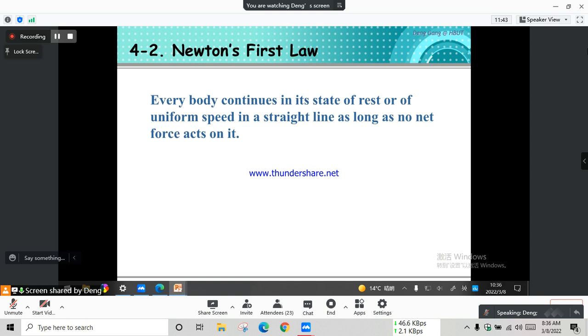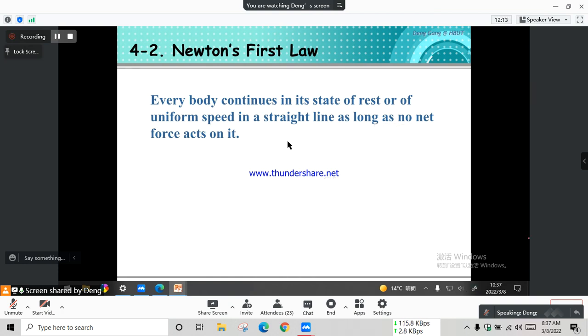So this is the first law. Every body continues in its state of rest or uniform speed in a straight line as long as no force acts on it. Now we know this should be correct, but at that time, not everyone agreed with this.